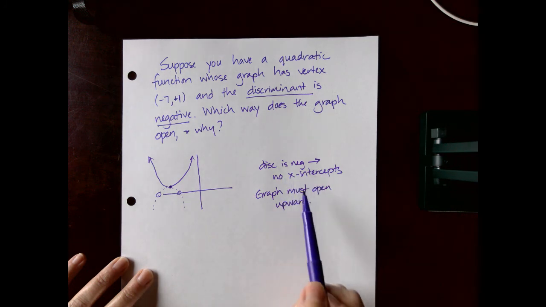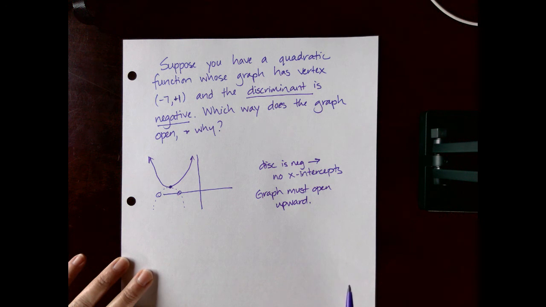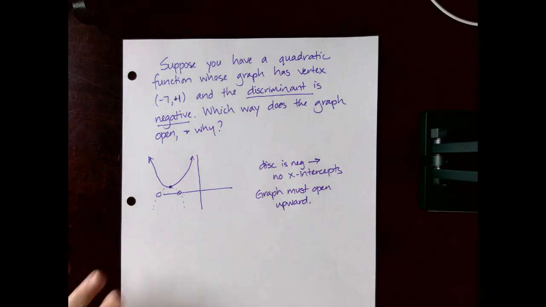When you have a negative discriminant, we'll have no x-intercepts, and that will tell you which direction you'll need to open based on the vertex. So I think this one is done. So these are concept problems about the discriminant.